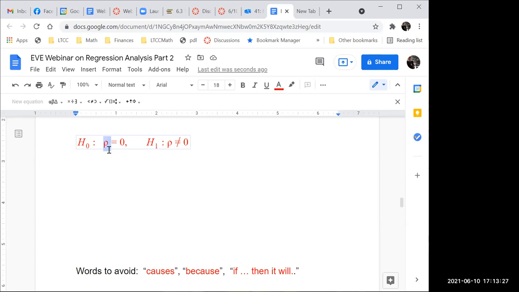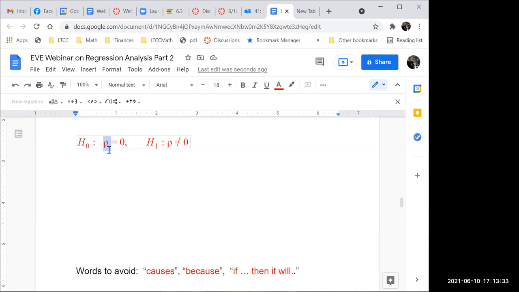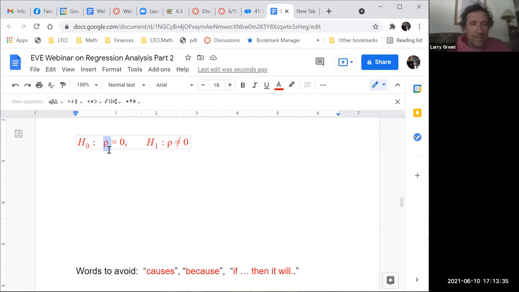Rho. That's rho. I think I mentioned it last time. It's a Greek letter. It's not P, and it's not the Greek letter for P either. It's the Greek letter for R, which is rho. Rho equals 0 is the null hypothesis, what we don't want to be true, because you're hoping for the alternative hypothesis. The null says there's no correlation between the two. In other words, it's totally worthless.